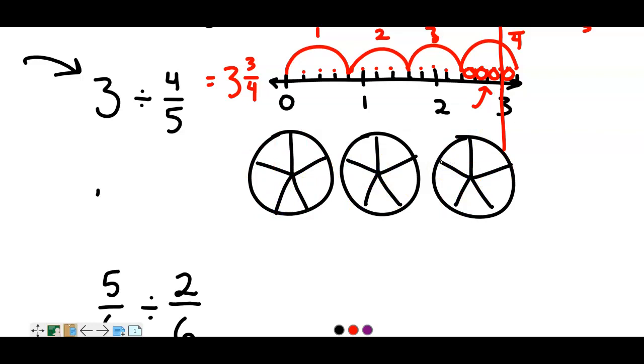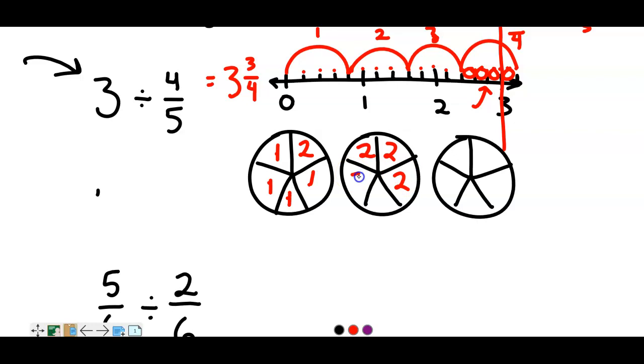Okay, so now I have my fifths. Now we just count how many groups of 4/5. Well, 1, 2, 3, 4. So that's one group. I'm going to mark them with 1s. All right, my next group, 1, 2, 3, 4. That's my second group. So I put a 2 in each of those.